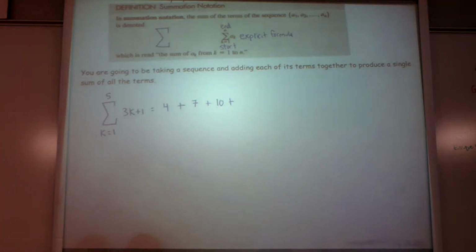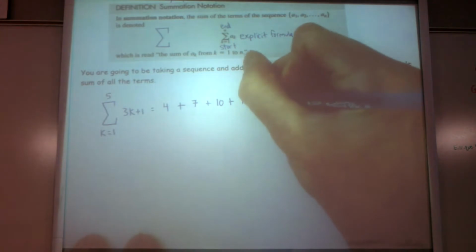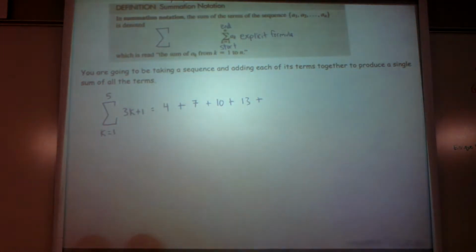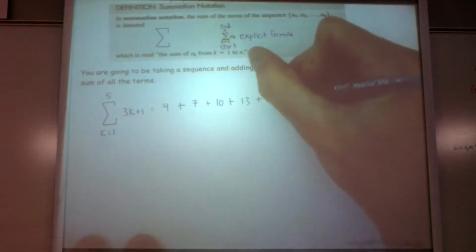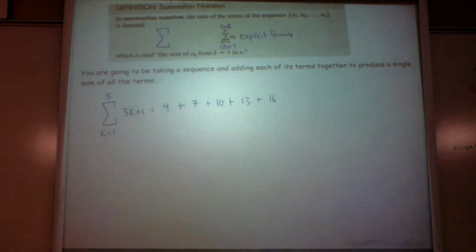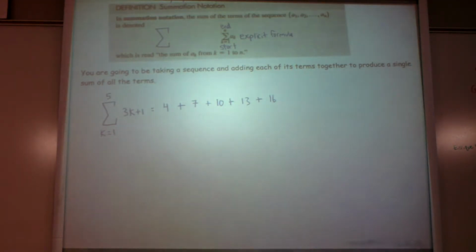Then we go to 4. 4 times 3 is 12, plus 1 is 13. And notice now we've reached our last term, 5. We're going to plug that in. 5 times 3 is 15, plus 1 is 16. And that is going to be where we stop. No more plugging in. We've reached our limit.